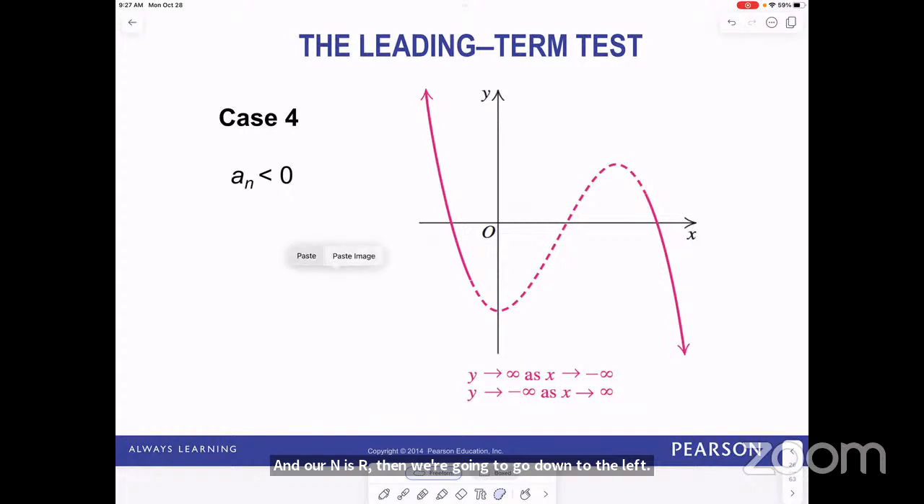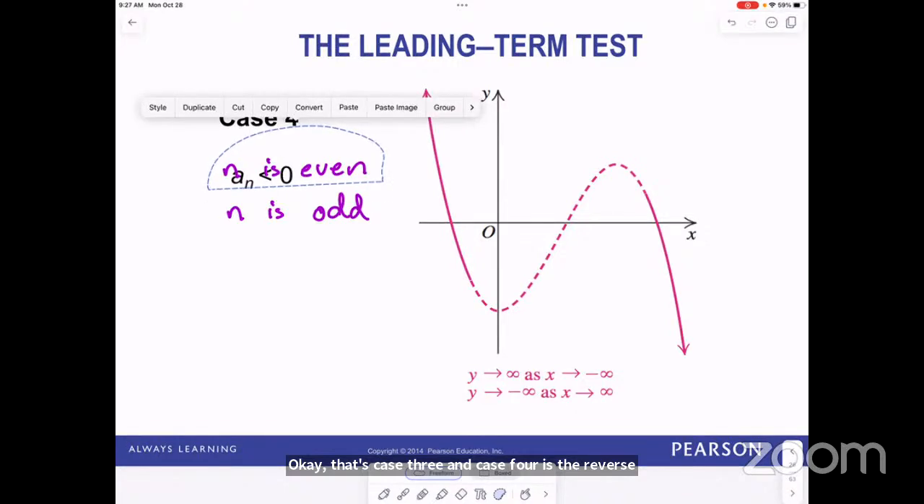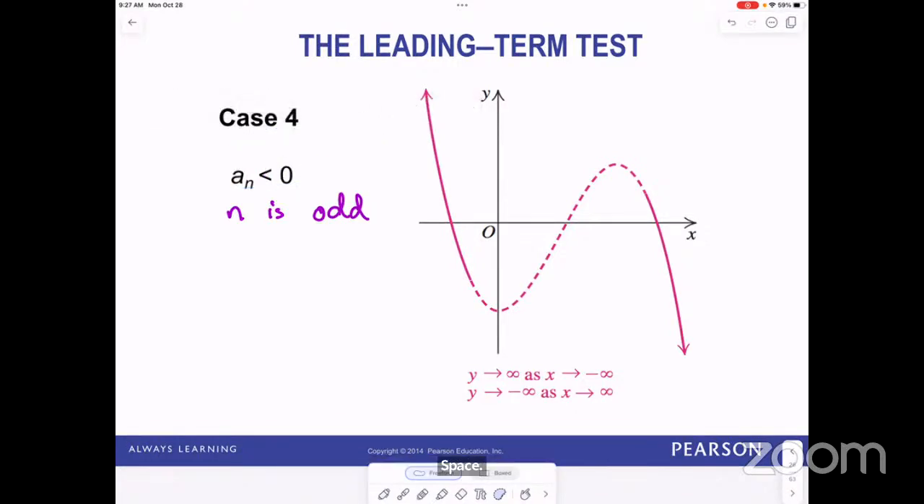Let's paste. Delete. N is odd. The negative leading coefficient, it goes down to the right, up to the left. Odd means opposite. Okay. All right. Hopefully we're all aboard and we're not all bored.